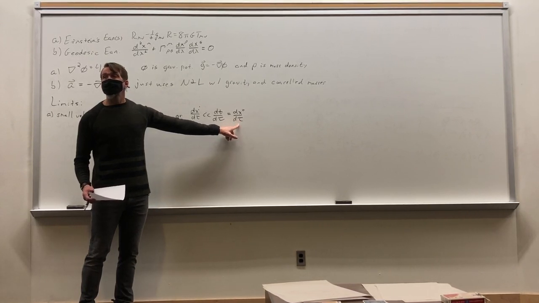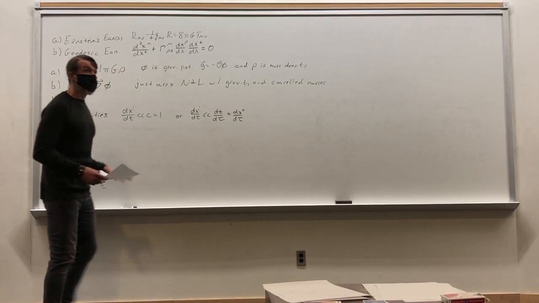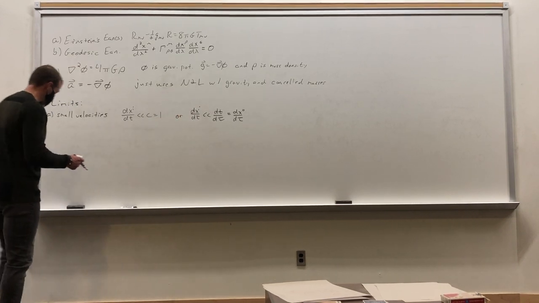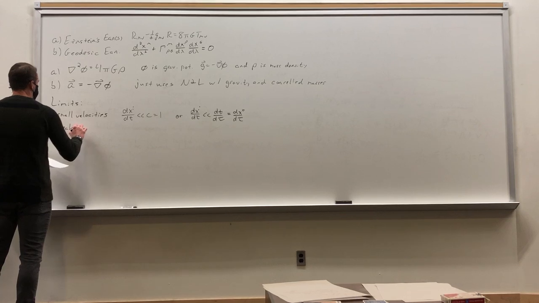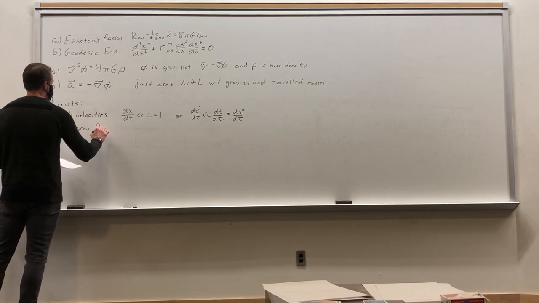So these are the only terms that we really want to hang on to. These are the only ones that are appreciable in size. That's going to eliminate a hell of a lot of terms. B, we can assume a weak gravitational field.